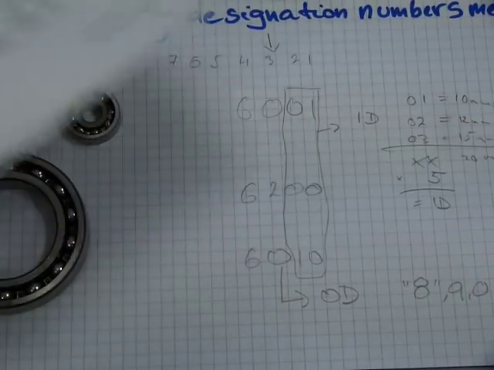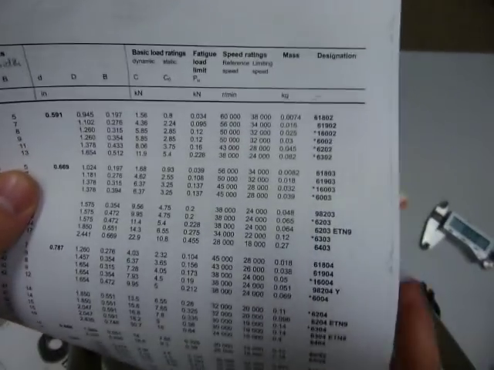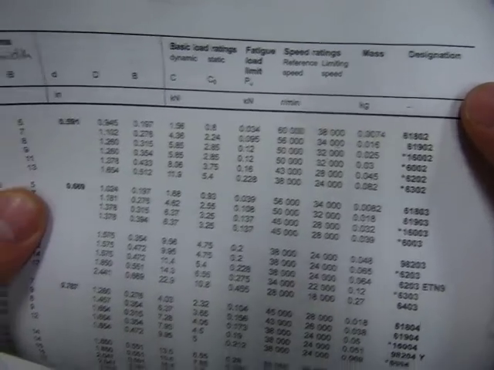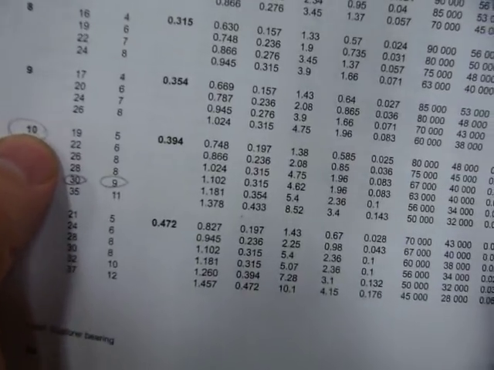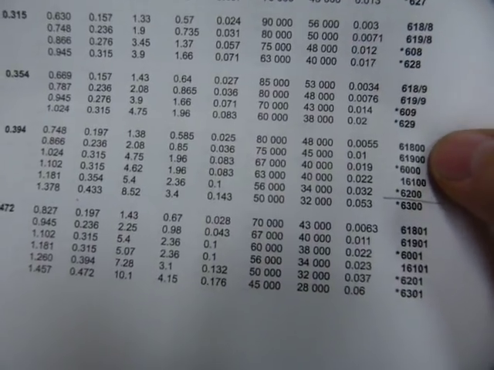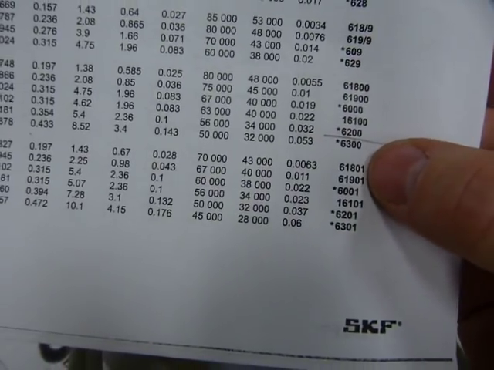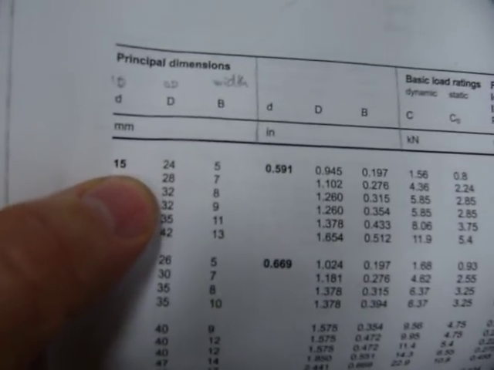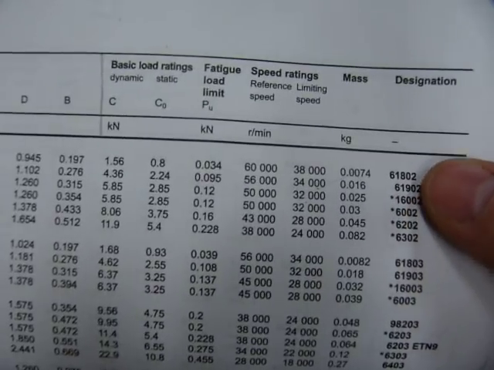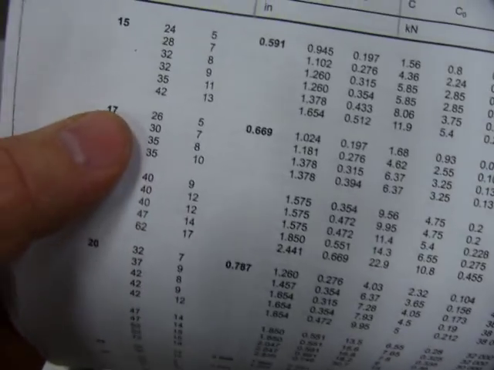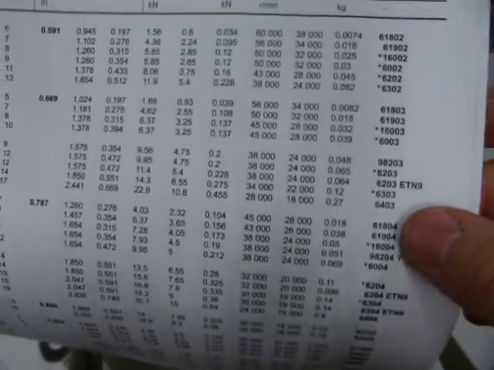Let me show you what I have in mind here. Here you see bearing designations. Let's start on this page, say from 10 millimeters up. You can see that they all end with 00. The 12 millimeter bearings all end with 01. The 15 millimeter bearings end with 02. The next one with 03, you get the idea.